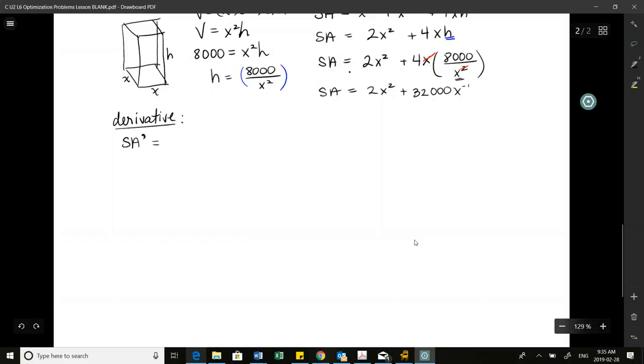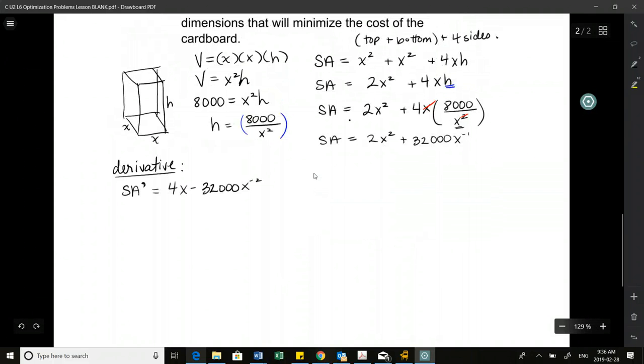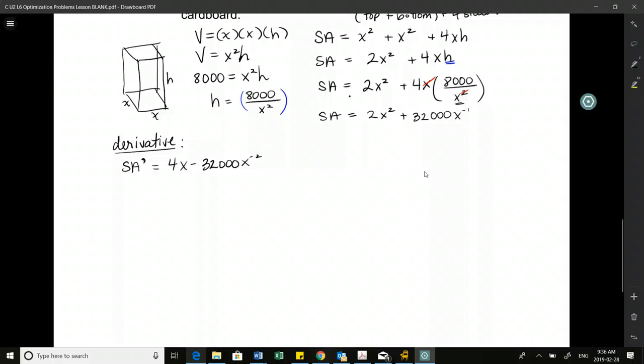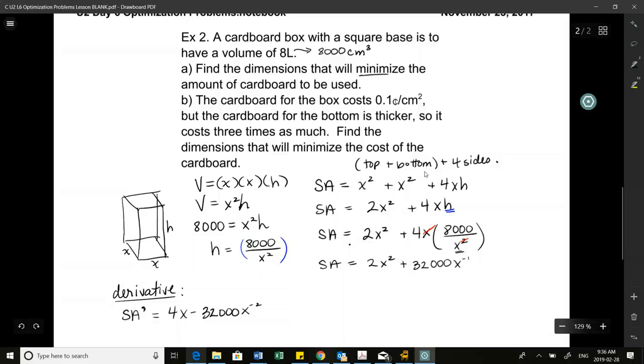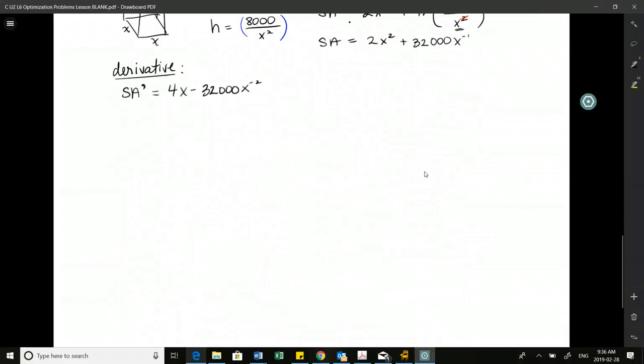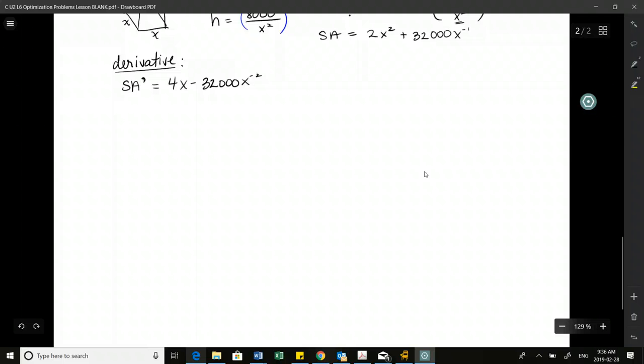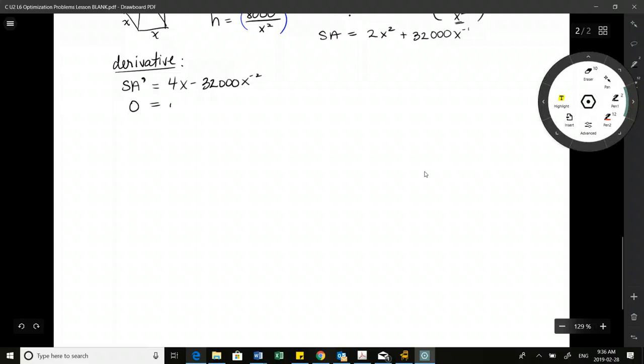Okay, derivative: 4x minus 32,000 x to the negative 2. By looking at the original equation, we don't necessarily know. We can do a test in the second derivative, but we need to first find the critical number, or critical numbers. This one's asking us to minimize the amount of cardboard. So I'm interested in where this is equal to 0.